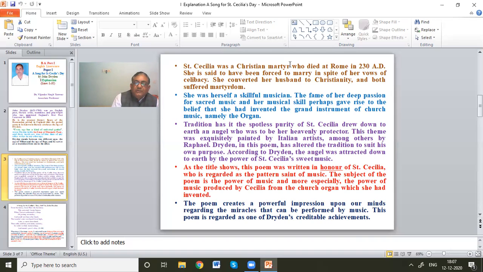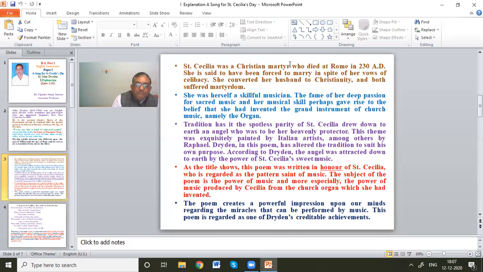As the title shows, the poem was written in her honor, and Cecilia is also known as the patron saint of music. And in this poem, the subject, or you can say the theme of the poem, is the power of music. That music has the power to do anything. And the poet has gone to the extent of saying that this universe was created by the power of music.